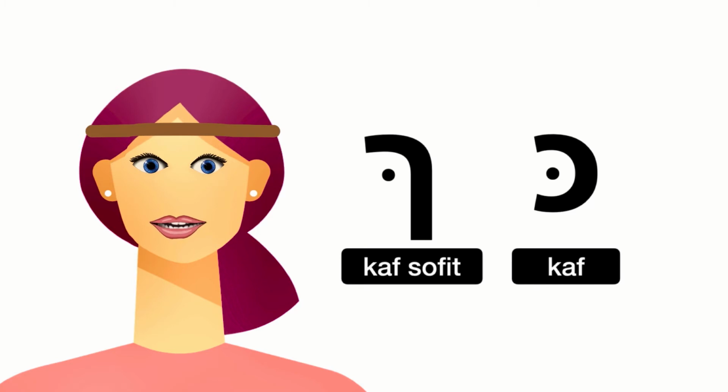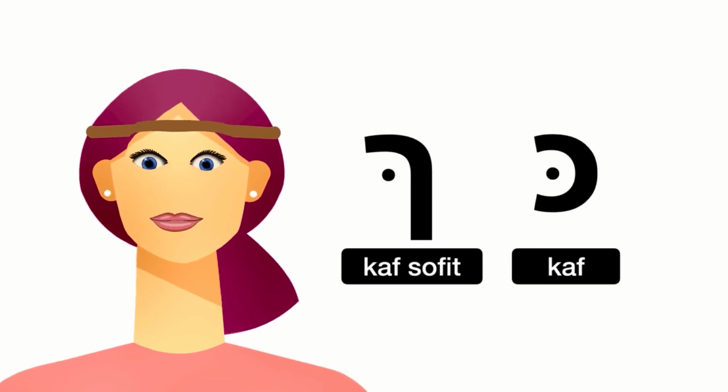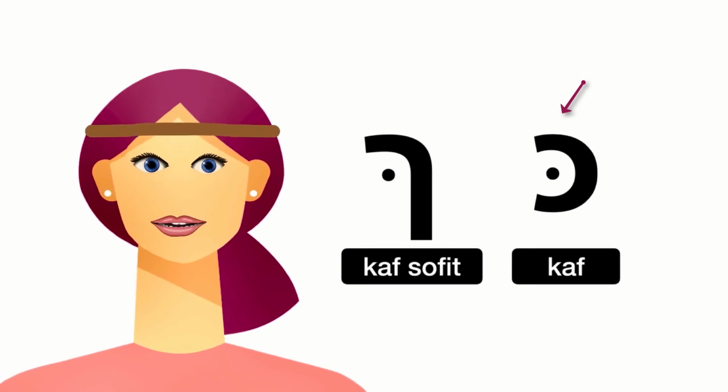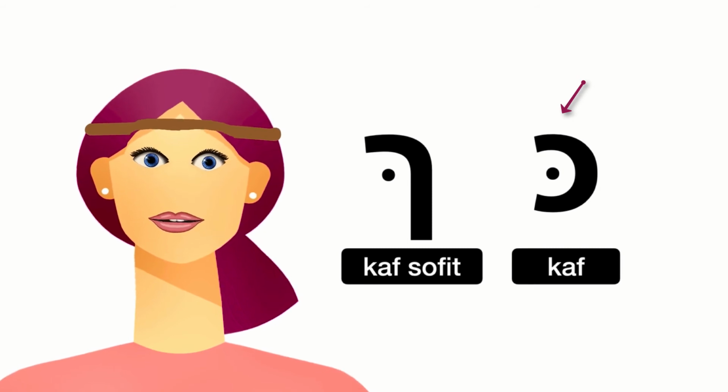Now let's see the sofit form of the letter Kaf. The sofit form is the way we write a letter when it is the last letter of a word. As you can see, this is the standard way we write the letter Kaf. However, when this letter is the last letter of a word, we write it as a Kaf sofit. The Kaf sofit is the end form of the letter Kaf.